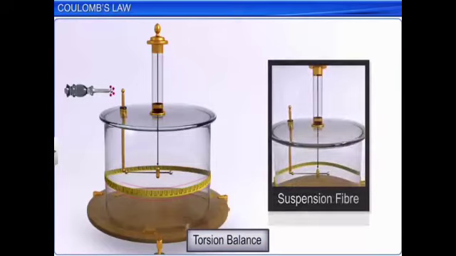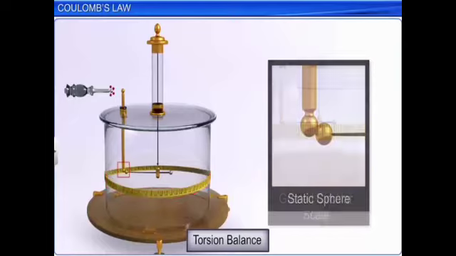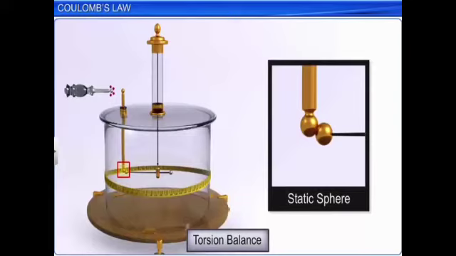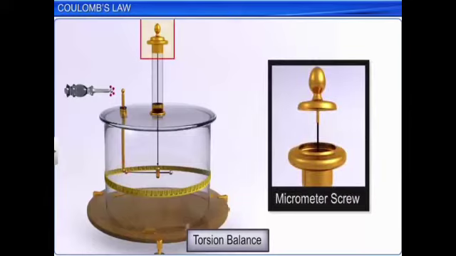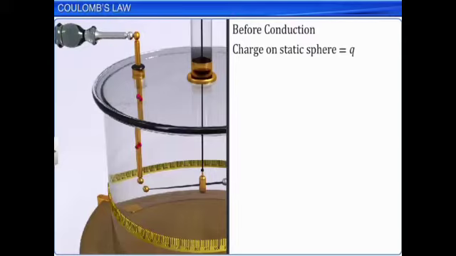The graded circular scale gives a measure of the displacement of the sphere due to repulsion. Another static sphere, which is identical in size to the metal-coated ball, is placed at the zero mark. A micrometer screw at the top helps adjust the distance between the free and rotating spheres. The static sphere is first given a charge Q by bringing a charged object in contact with it. Then, the rotating sphere is brought in contact with the static sphere using the micrometer screw.